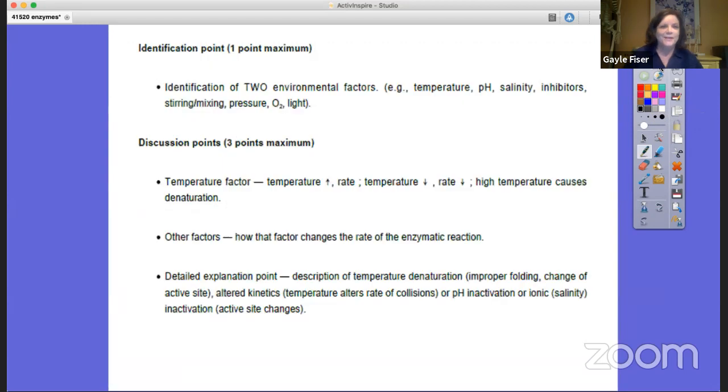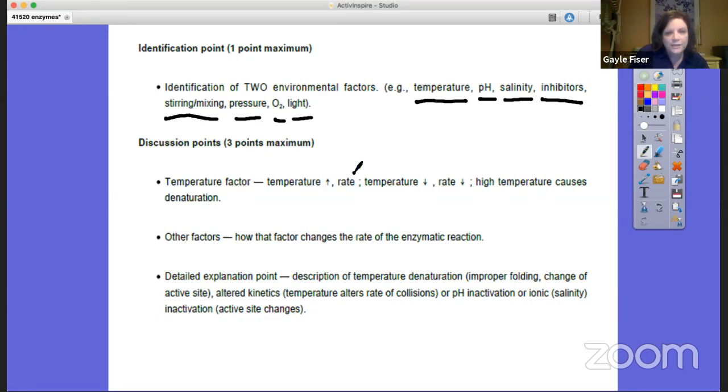All right, let's look. So for identification, you could have said temperature, pH. You could have also said salinity, inhibitors. Stirring and mixing would have never come to mind personally. Pressure, you can change the pressure in your classroom just by opening the door to the hallway. Oxygen and light.